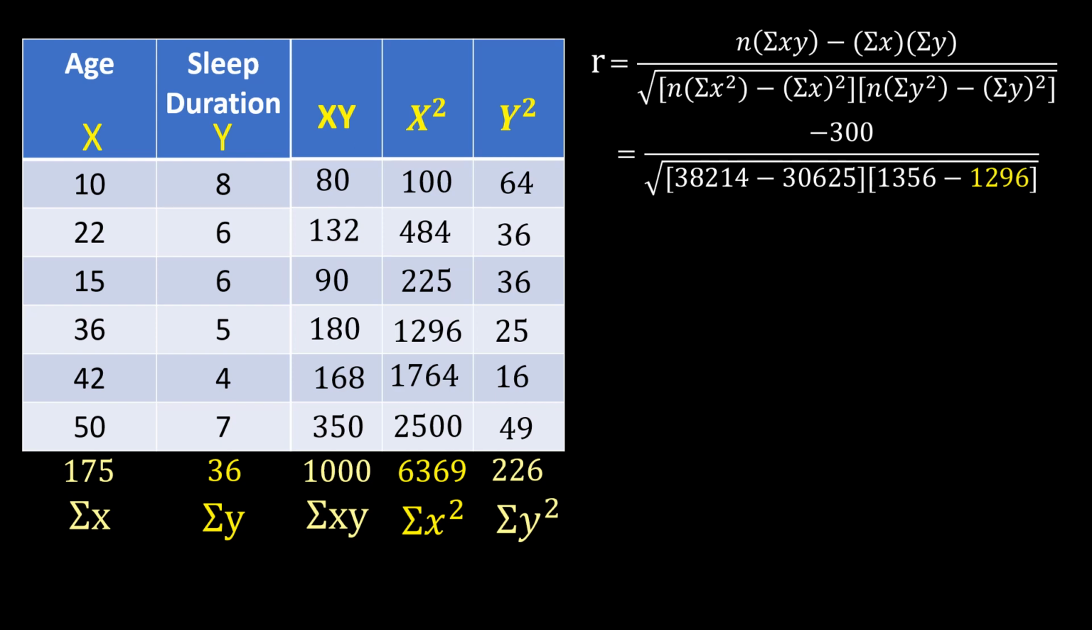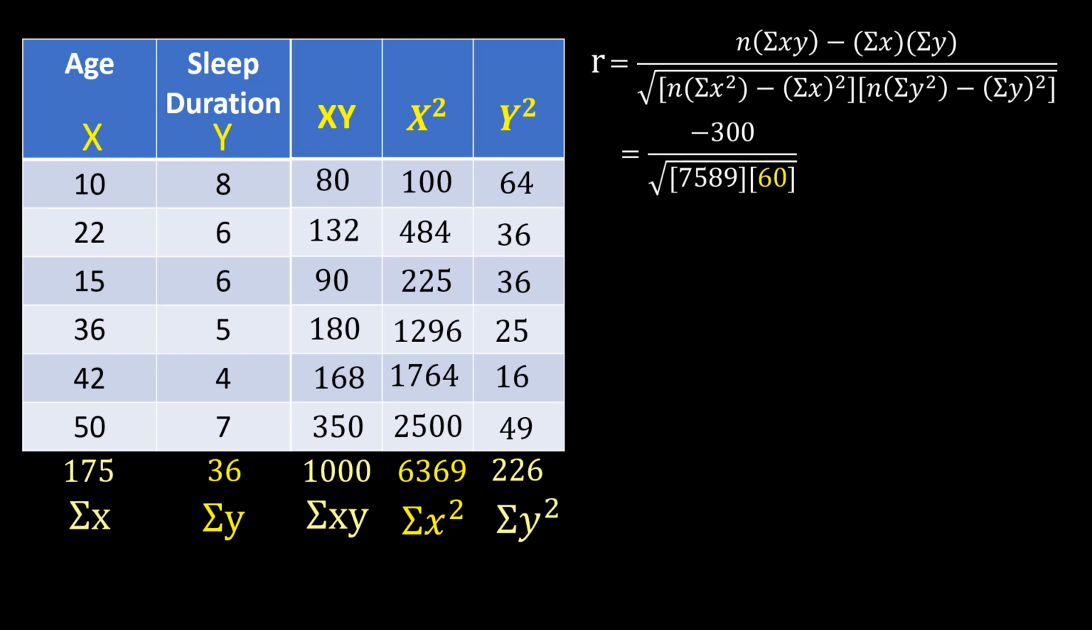Okay, so next we're going to calculate the first pair at the bottom, 38,214 minus 30,625. So that's the difference of 7,589. Then the other pair, 1,356 minus 1,296. That's a difference of 60. Then let's multiply the two numbers at the bottom. 60 times 7,589. So that's 455,340.